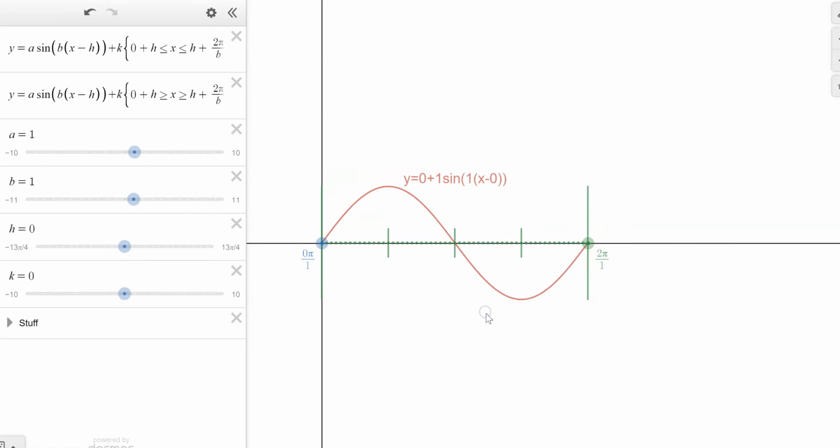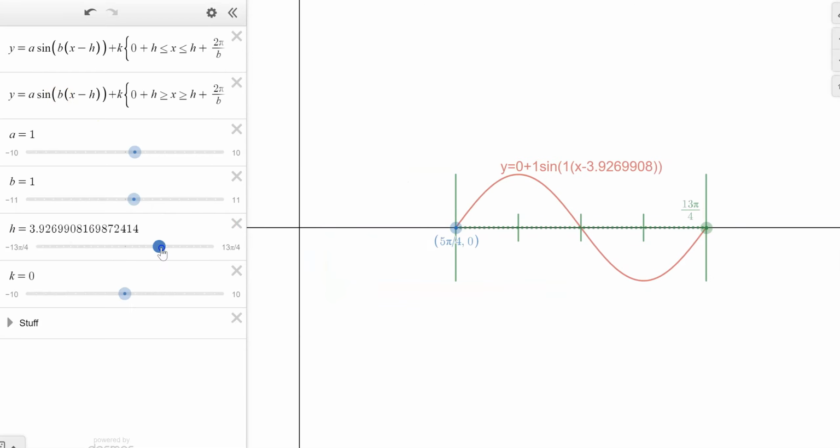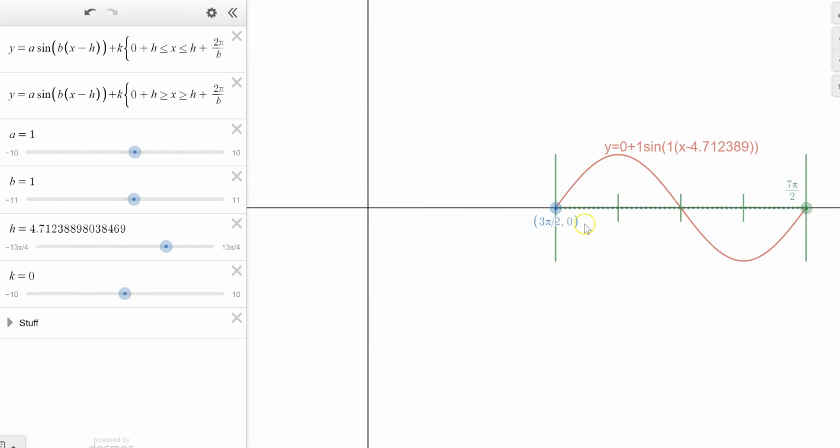Now we only have one letter left. So again, the A and the K affect the amplitude and our heights, and our B affects the period. So what h of x are, and it shifts it left and right. So right now you can see it's at 3 pi over 2. That is 3 pi over 2.